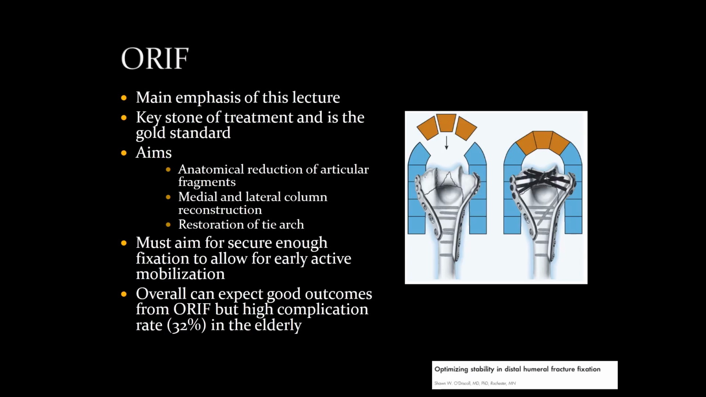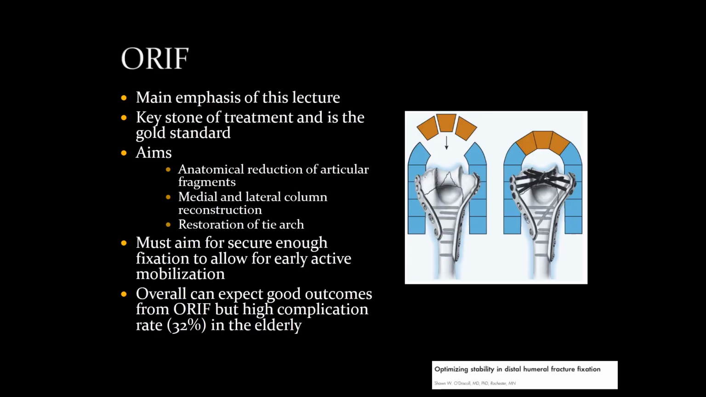Open reduction internal fixation still remains the gold standard for it, and this is the key to it. And if you do this well, then you don't need the other forms of treatment. And what we aim for is we aim for anatomical reduction of the interarticular fragments. We aim for medial and lateral column reconstruction, and most importantly, you must restore this arch, this Roman arch which is there. The humerus, the distal humerus, is the keystone of the arch. And if you don't have this structure here, the keystone there, then the arch will collapse. And if you do maintain this medial arch, you can then get good results with it.